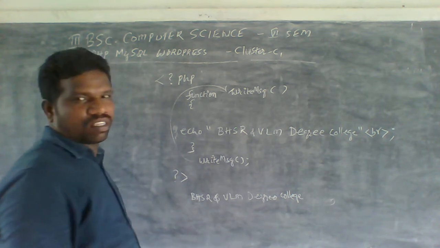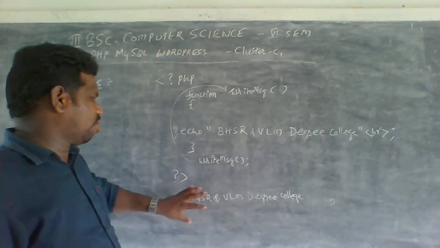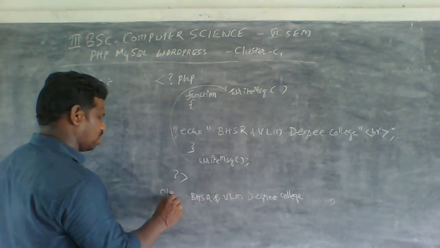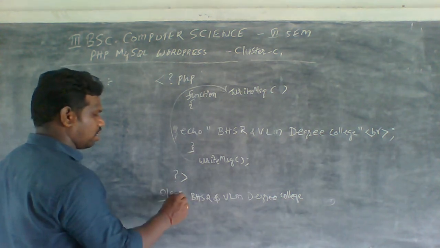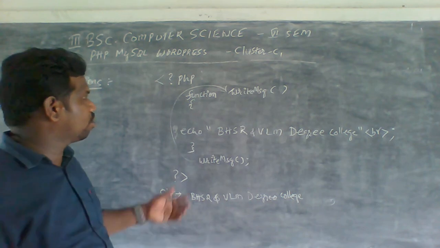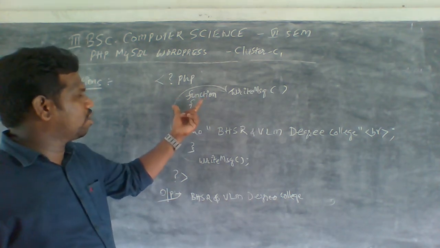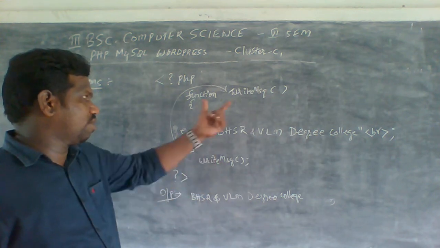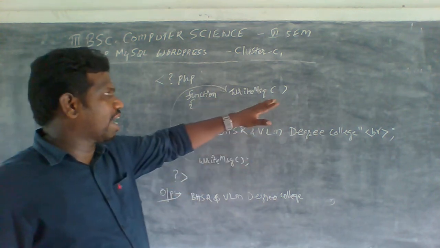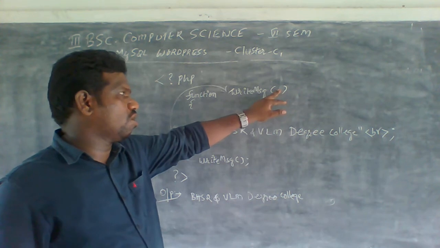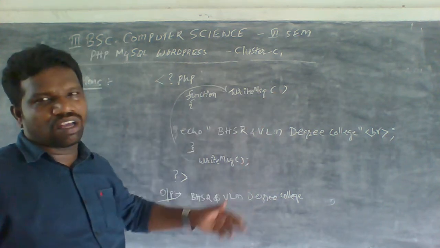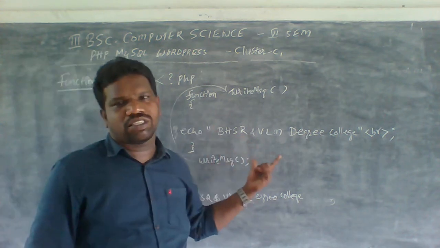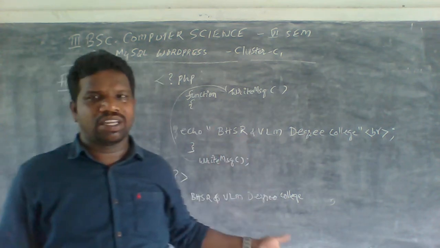Degree college here. So this is the output of the program. The function call goes to the function write message. The function name has to match, and it has no return type and no arguments, so it is going to execute. The output is the VHS or VLM degree college.